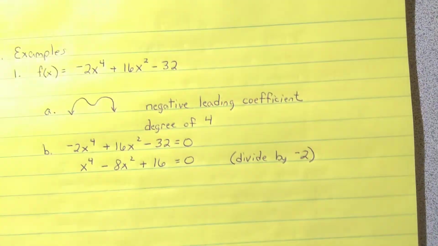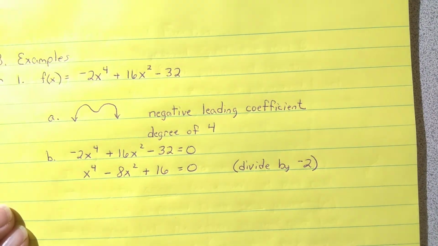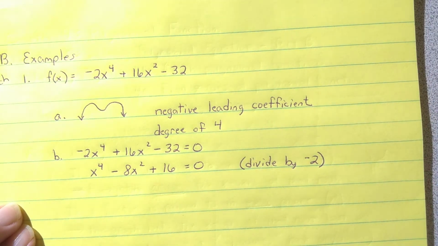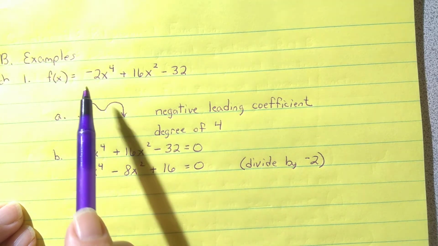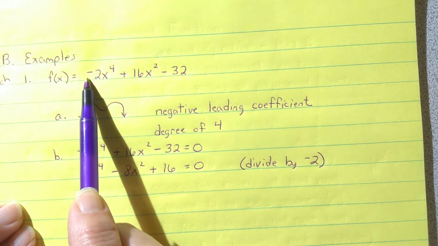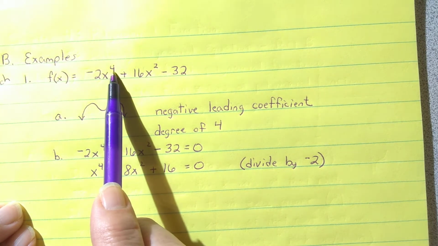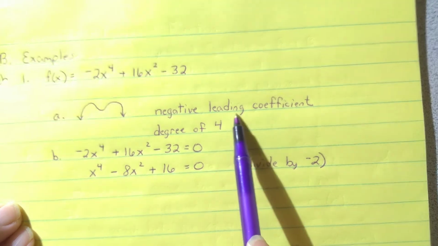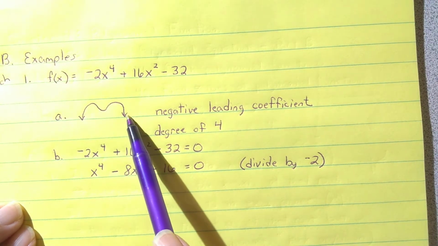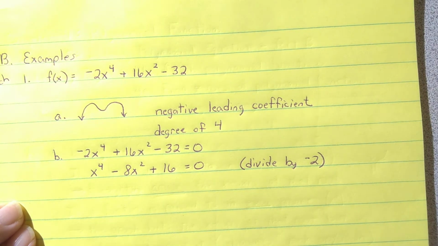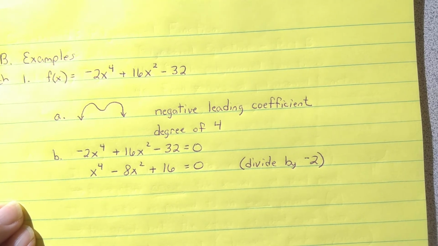Okay, let's see what we can do as far as trying some example problems. Our first example. Here we have our equation. I can see that the leading coefficient is negative, and it's to the power of 4. Leading coefficient was negative, and the degree was 4, which means it's going to look roughly like this. Please look back to your 4.1 notes if you don't remember what those will look like.